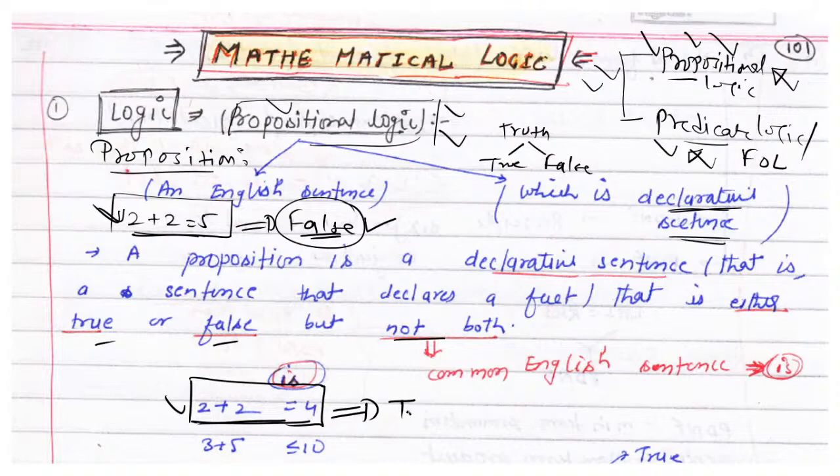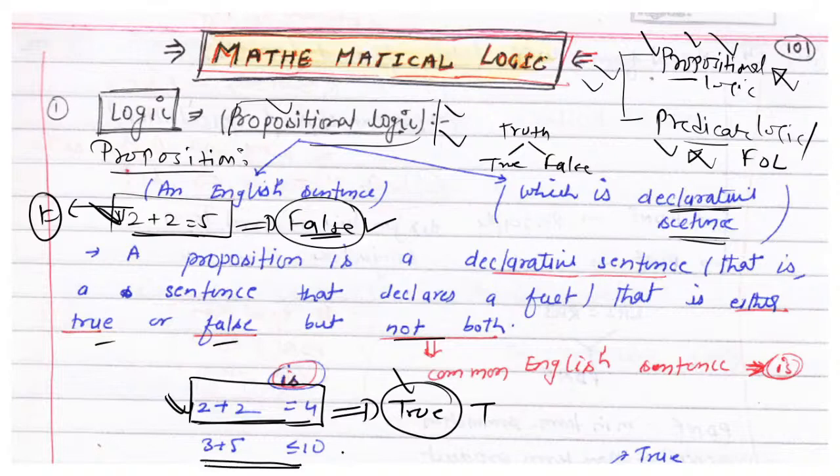T means true, so I can assign this truth value true, and we will indicate this true with t, and we will indicate this false with f. So this 2 plus 2 equal to 5, this proposition has the truth value f, and this proposition has the truth value t. Similarly, this 3 plus 5 less than equal to 10, this proposition has the truth value t. So you can see, very easy concept.